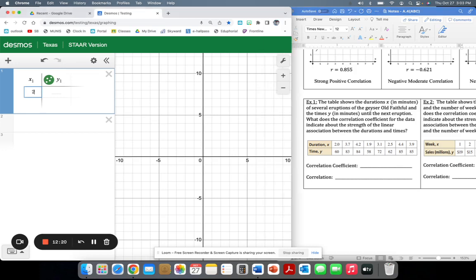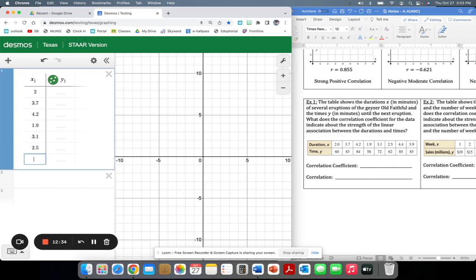So X is 2, 3.7, 4.2, 1.9, 3.1, 2.5, 4.4, and the last value is 3.9. If you notice, the numbers are put in a random order, that was your second clue. It is a scatter plot. So in order to get my best R value, I have to use all the numbers.